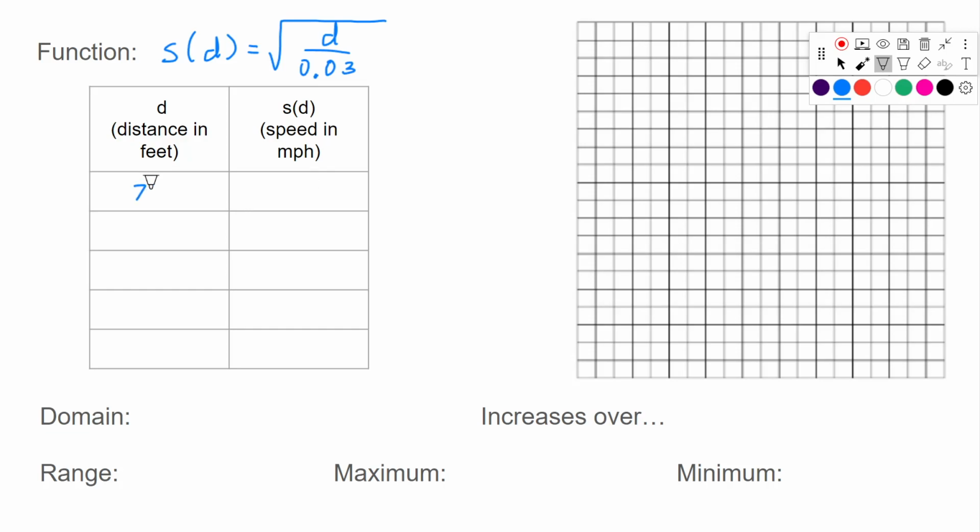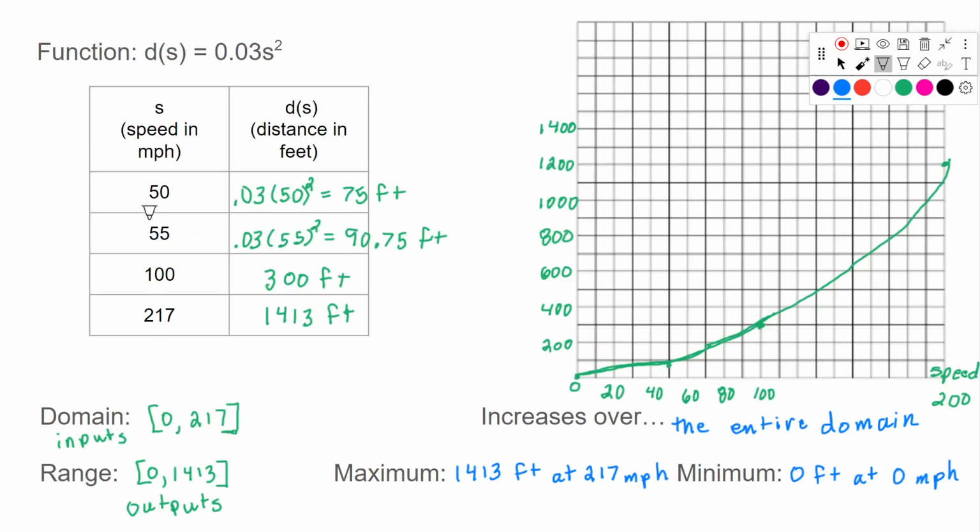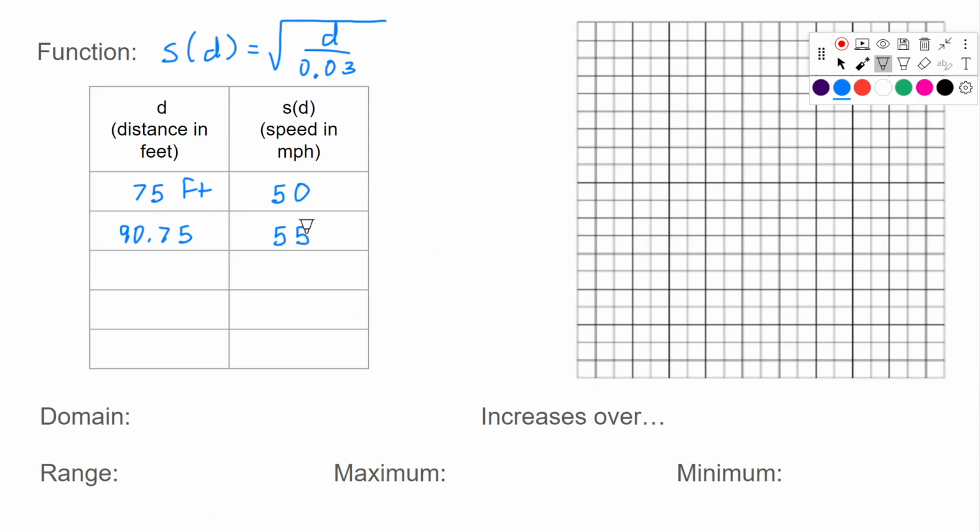We have 75 feet at 50 miles per hour. We had 90.75 at 55 miles per hour. We had, I need to double check, 300 at 100. We had 1200 at 200. And we had the 1413 at 217 miles per hour.